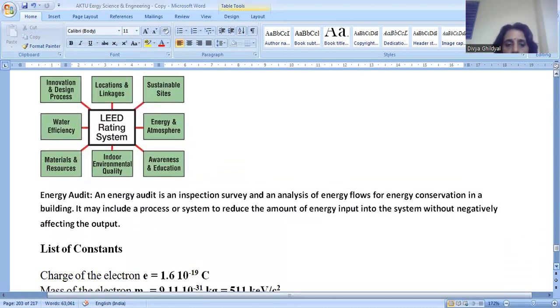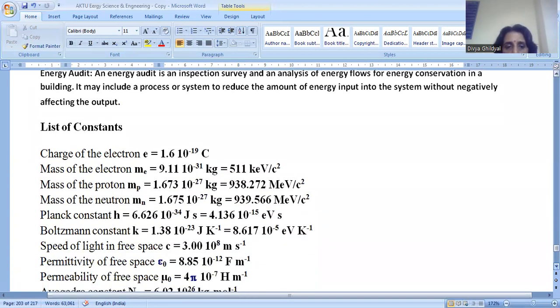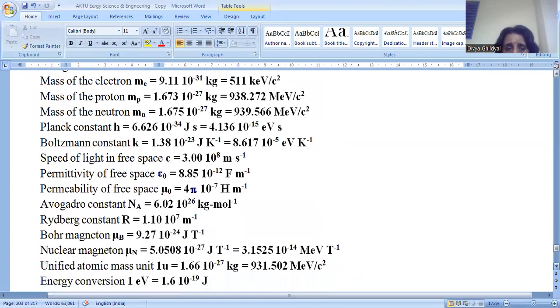Energy audit means an inspection or survey which analyzes the energy flow for energy conservation in a building. It may include a process or system to reduce the amount of energy input into the system without negatively affecting the output. Various constants are Planck constant, 6.6 into 10 to the power of minus 34 joule second, etc.